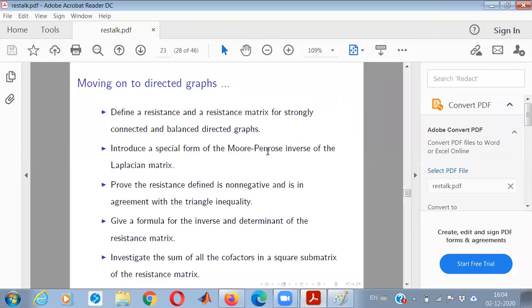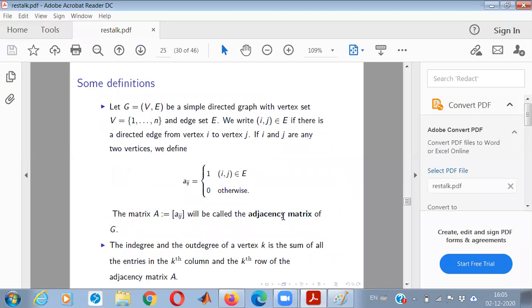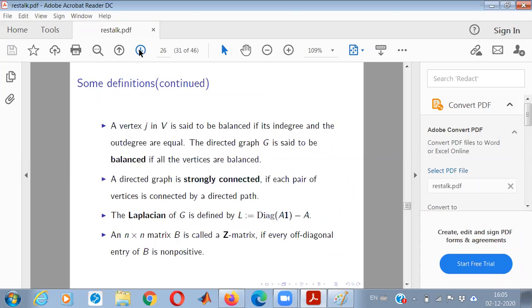Okay, then I define the Moore-Penrose inverse, and I talk about these things, and then go to the resistance distance, and so on. The Moore-Penrose inverse is the usual one, and a Z matrix just means the off diagonals are non-positive, and that is the Laplacian. I think I've already said this. This is the adjacency matrix, 0 and 1, and in degree and out degree, I have already defined. Strongly connected, balanced, I have already defined this, the Laplacian, and so on.